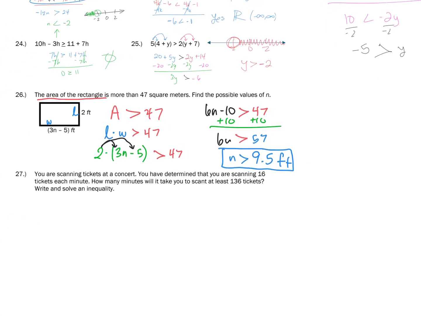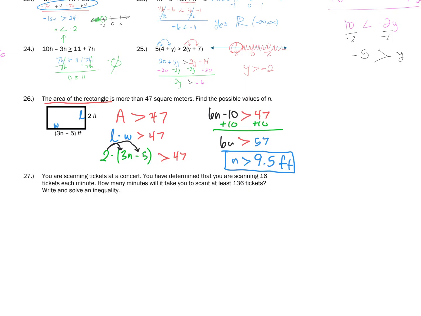And if you're wondering how that would work, well, you could plug it back in, right here if you wanted to. 3 times 9.5 is 28.5 feet, I think. 28.5 feet minus 5 is 23.5. Multiply that by 2, and you get 47. And 47 needs to be bigger than 47, and that's why this says n needs to be greater than 9.5. When I plugged in 9.5, I got 47, and 47 is not bigger than 47.